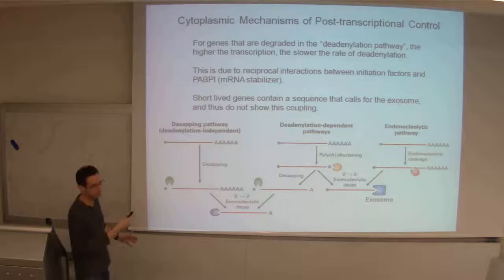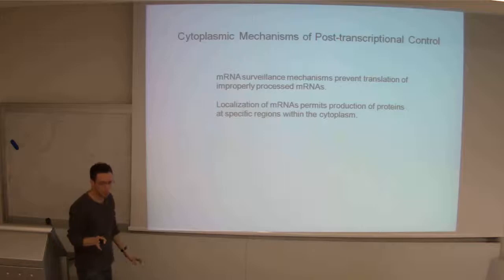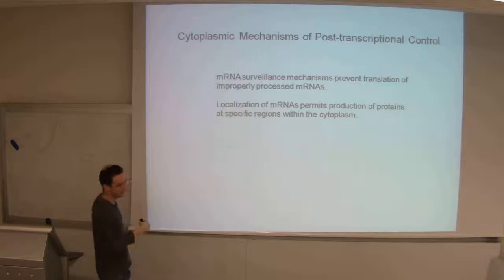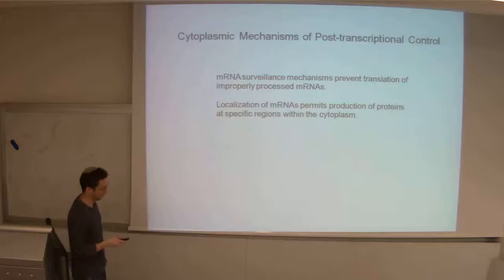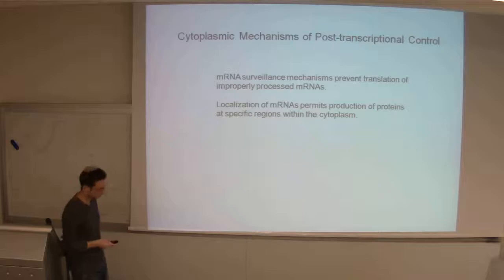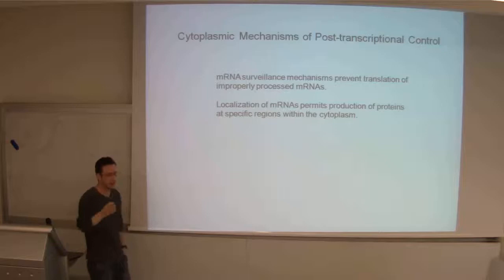This is actually where we'll end the chapter about post-transcriptional gene regulation, and we'll just mention that there are mRNA surveillance mechanisms all through the life of an mRNA that prevent translation of improperly processed mRNAs, and actually not only prevent translation but also increase degradation. And also localization of mRNA permits production of proteins at specific regions within the cytoplasm. So some mechanisms exist that induce specific expression in one part of the cell and not in the other.